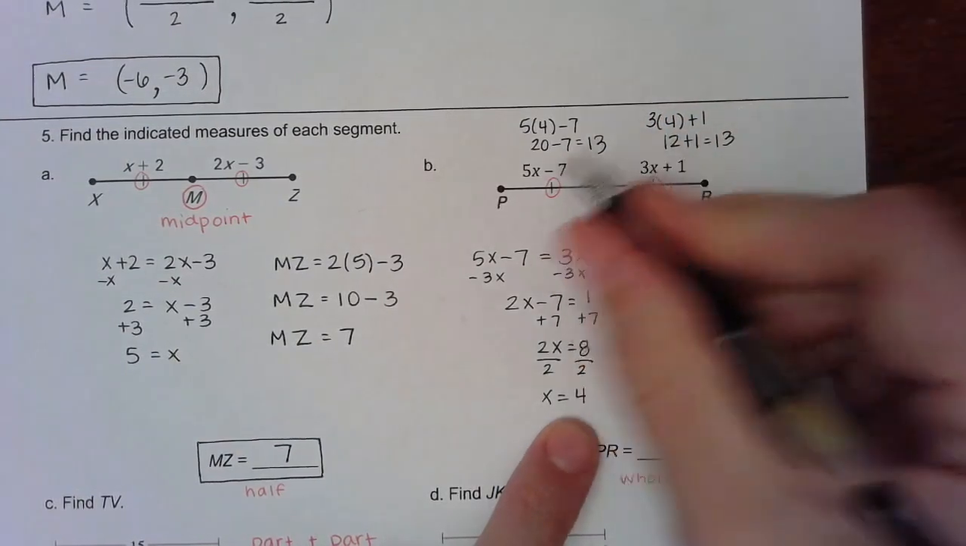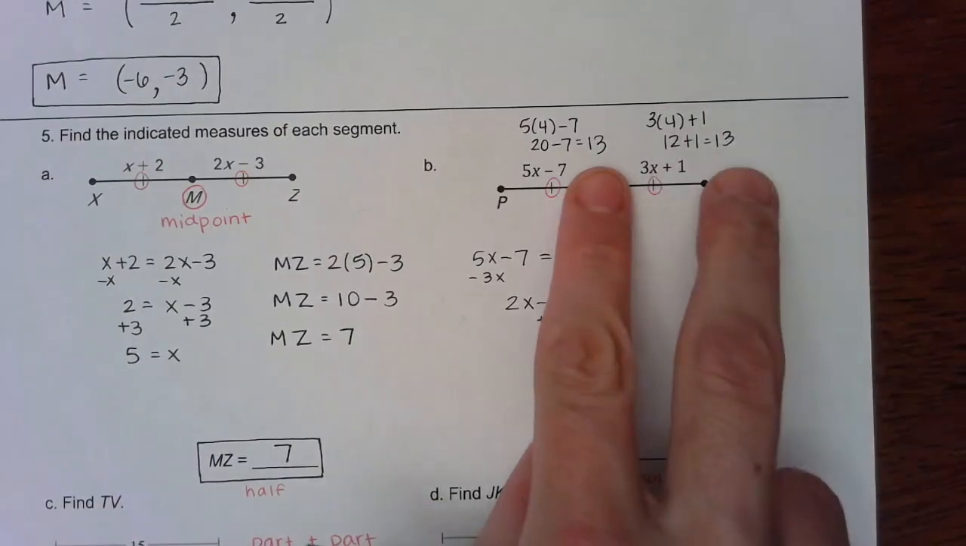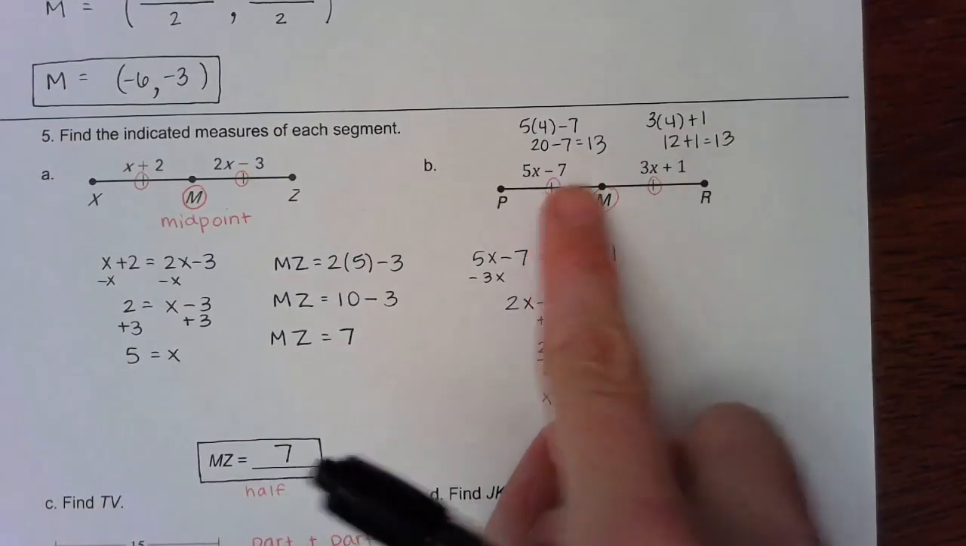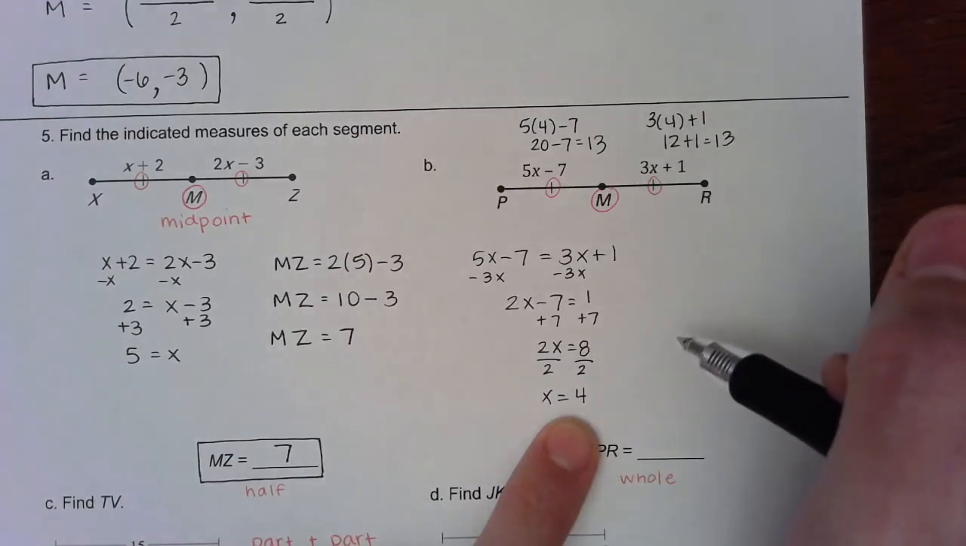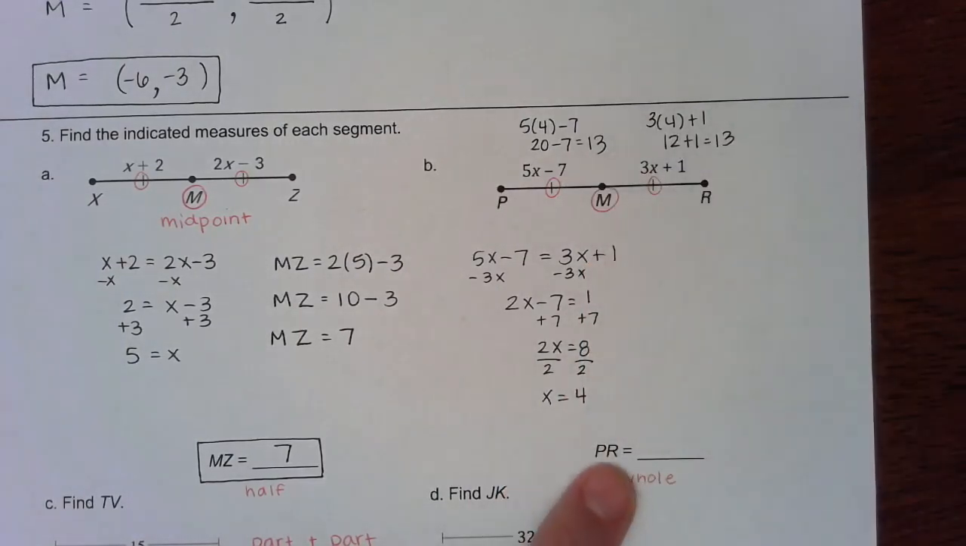If you plug the 4 into both of these and don't get the same answer for both parts, it means you either made a mistake when you plugged it in or you made a mistake when you were solving. So x equals 4 gives me 13 for this part and 13 for this part.